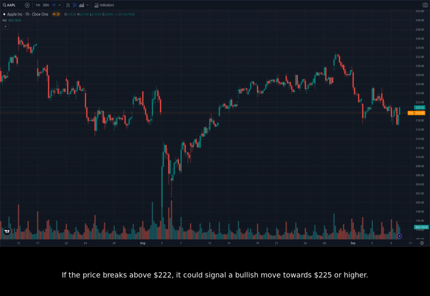If the price breaks above $222, it could signal a bullish move towards $225 or higher. On the other hand, a break below $218 could trigger a bearish move towards $215 or lower. The key thing to watch on the 1-hour chart is the break of the range. If the price closes above $222 or below $218, it could signal a change in momentum.